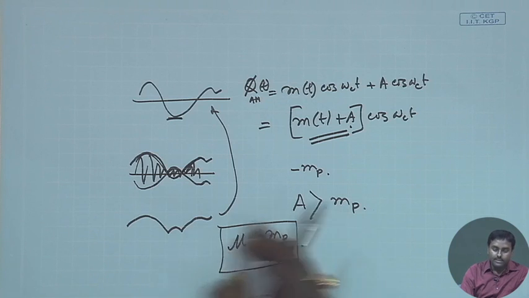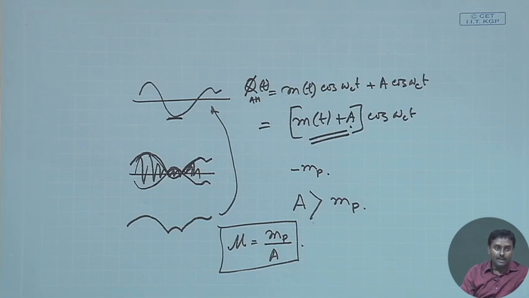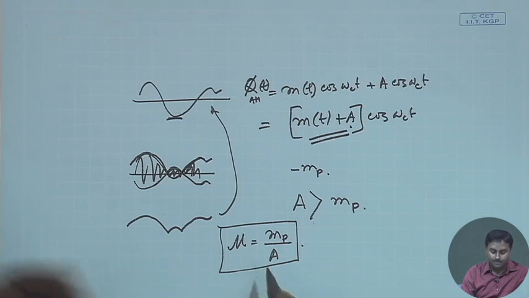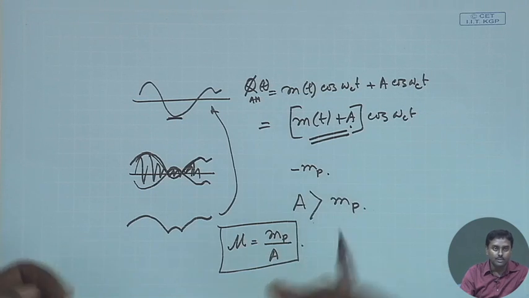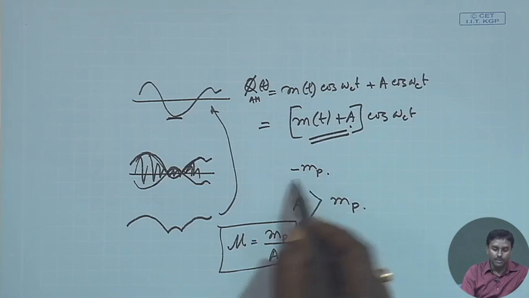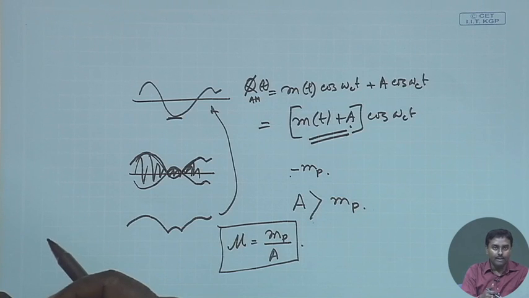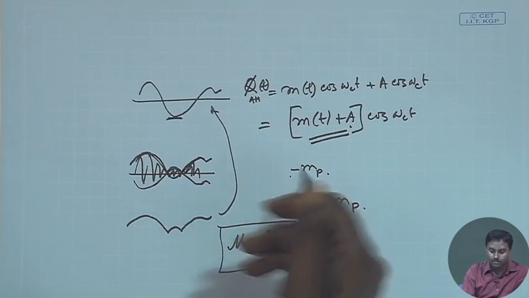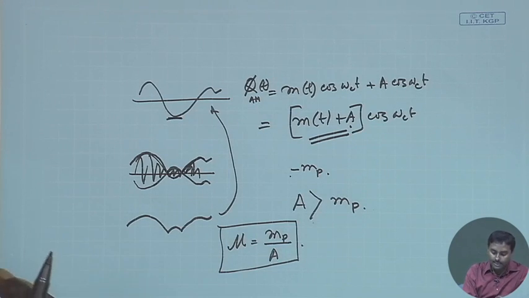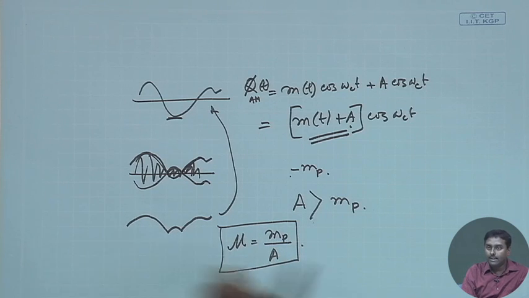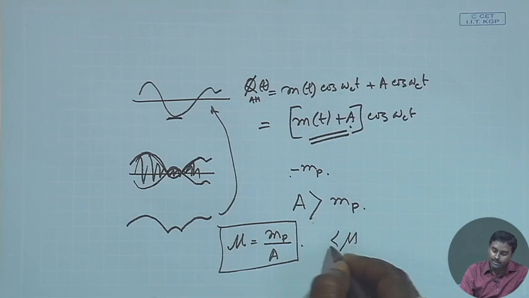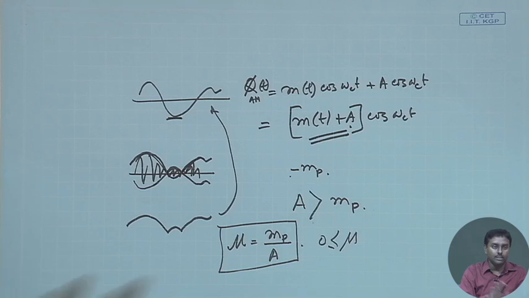If you just see this definition, immediately you can see that mu must, of course, be greater than 0. Because if it is less than 0, then A will be negative with respect to M_p. M_p is always positive, because minus M_p is the negative value; it is the modulus value of that. If mu is negative, then A will be negative, which is not good. So that is a trivial one: mu must always be greater than 0.